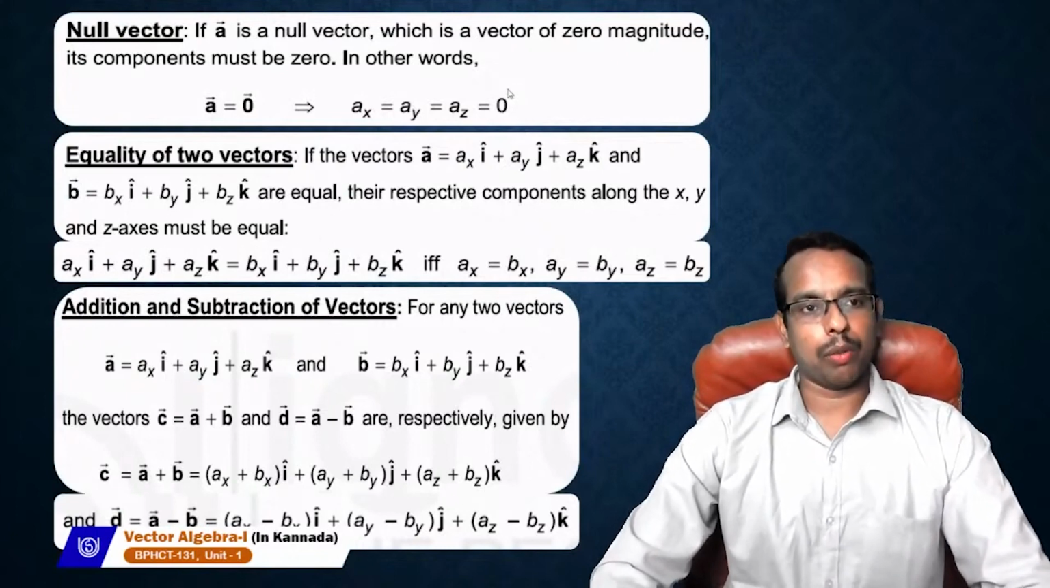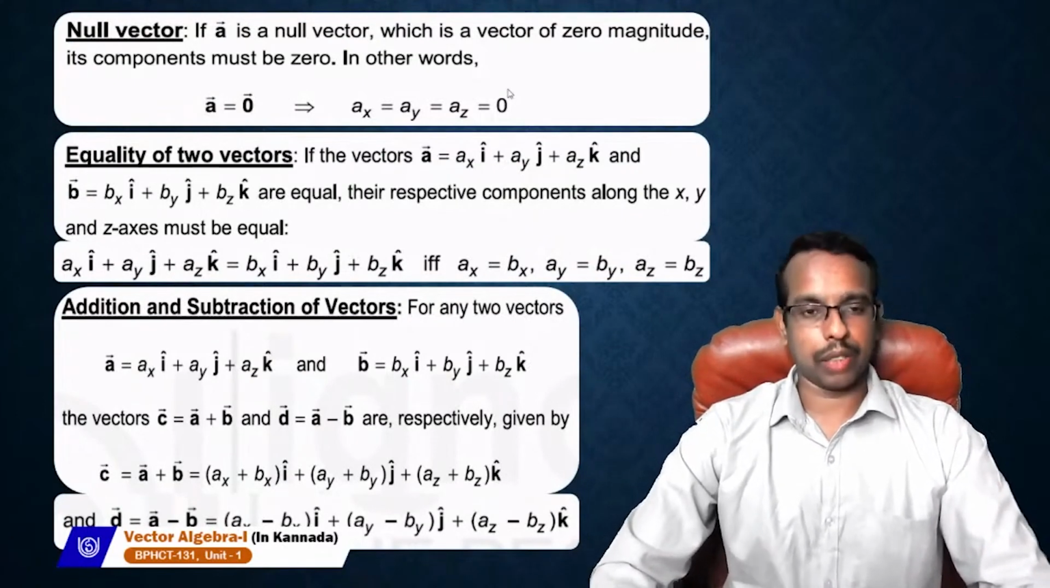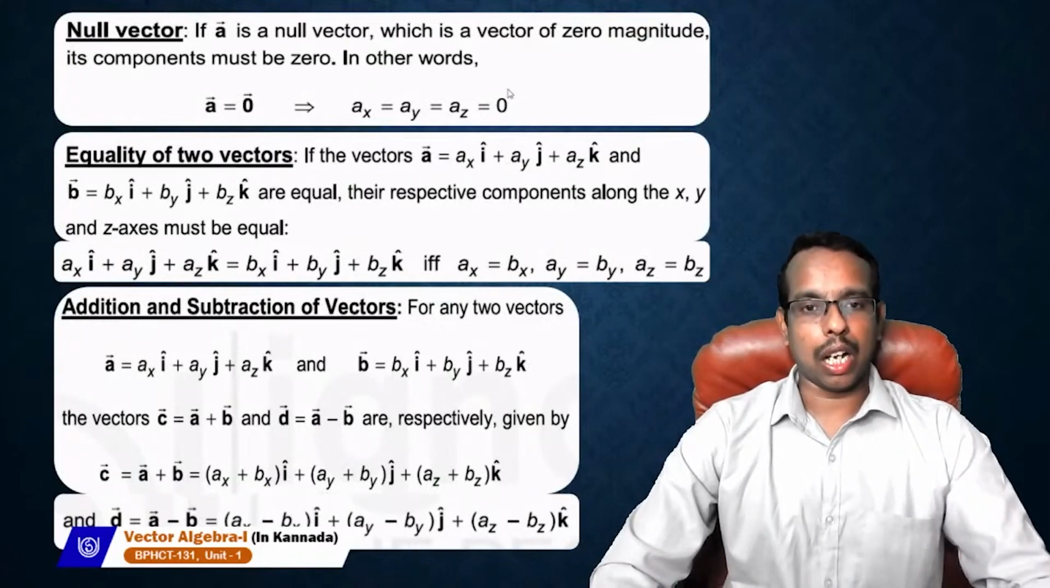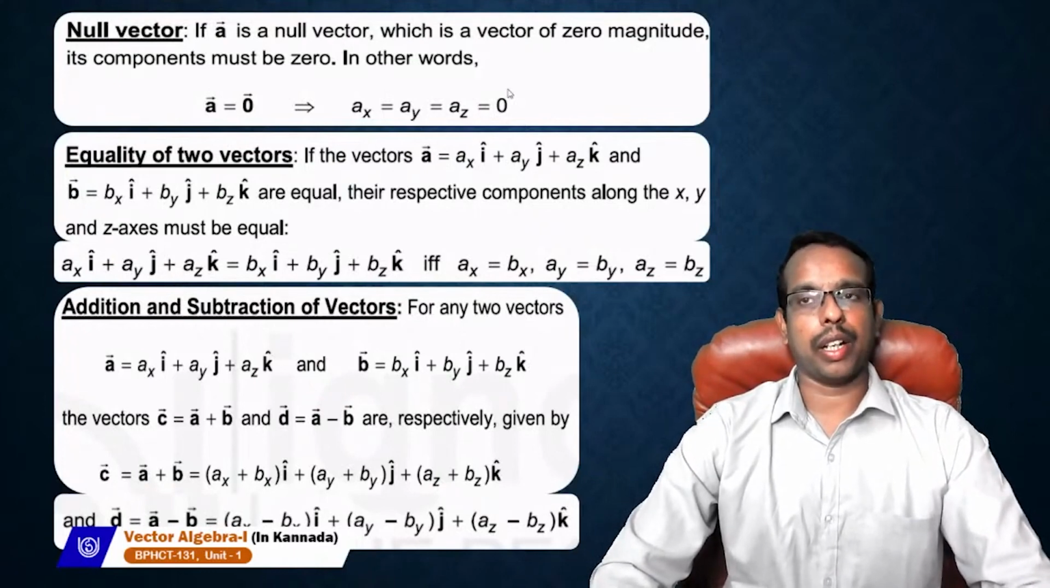A null vector is when the magnitude is going to 0. Okay, that is nothing but a null vector. So if you consider a vector A which is a null vector, a vector of 0 magnitude, then its components must obviously be equal to 0. That means its projections along x, y and z should also be equal to 0. That means Ax is equal to Ay is equal to Az, which should obviously be equal to 0.